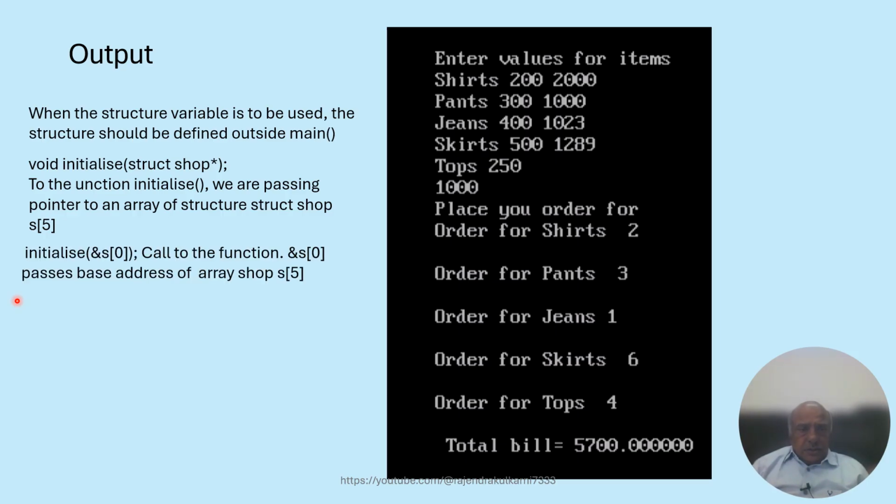In the initialize function, initialize(&s[0]). It is a call to the function initialize, to which we are passing the base address of the array s, which is of type struct shop.